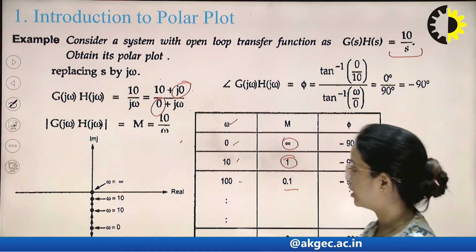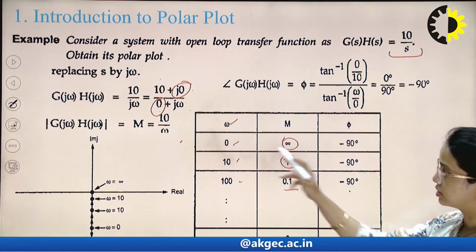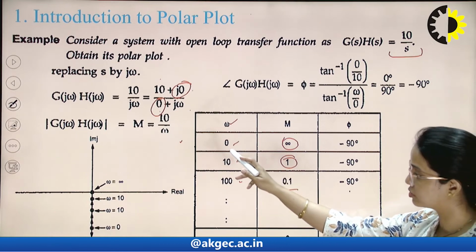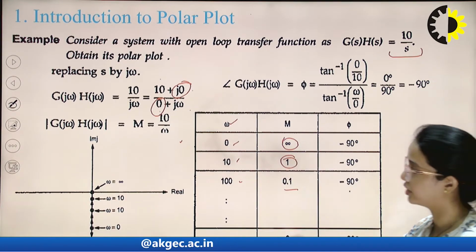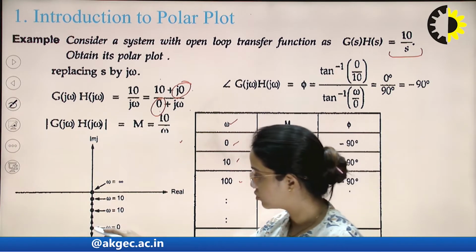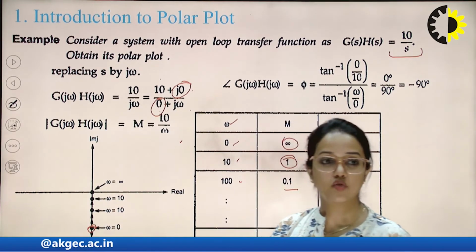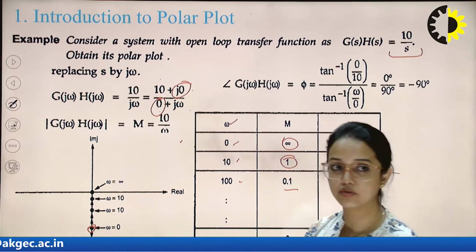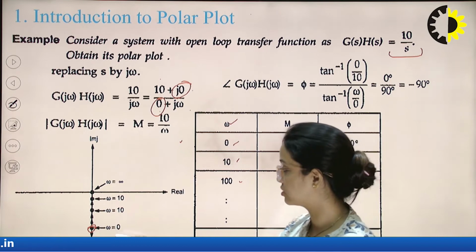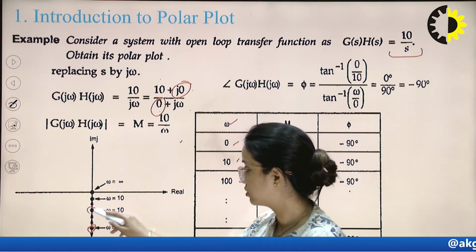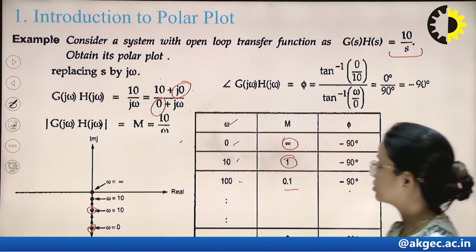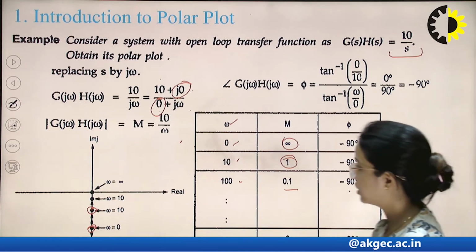So we start with omega equals 0. For omega equals 0, we have infinite magnitude. So this is the starting point. For omega equals 10, we have magnitude 1. For omega equals 100, we have magnitude 0.1.